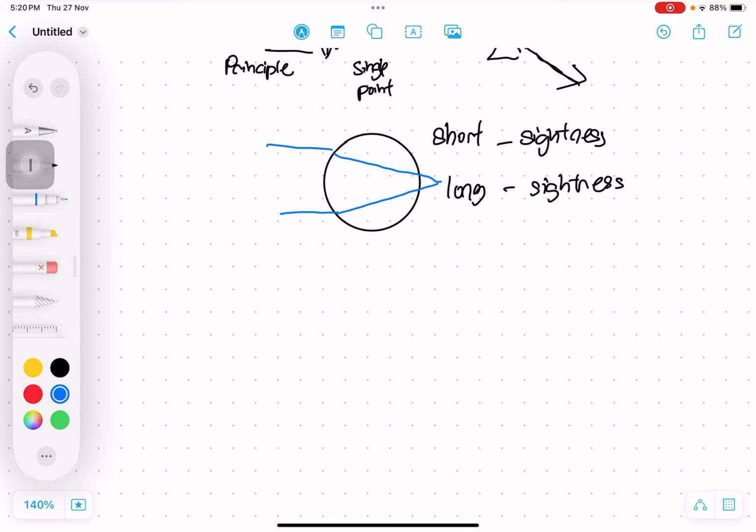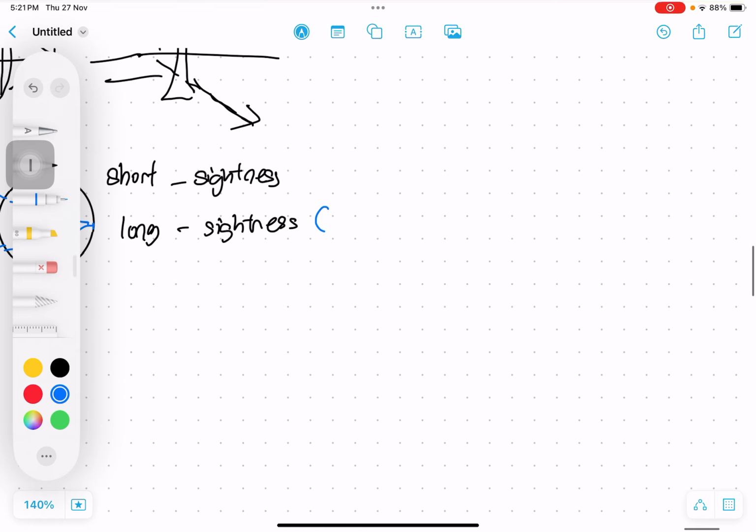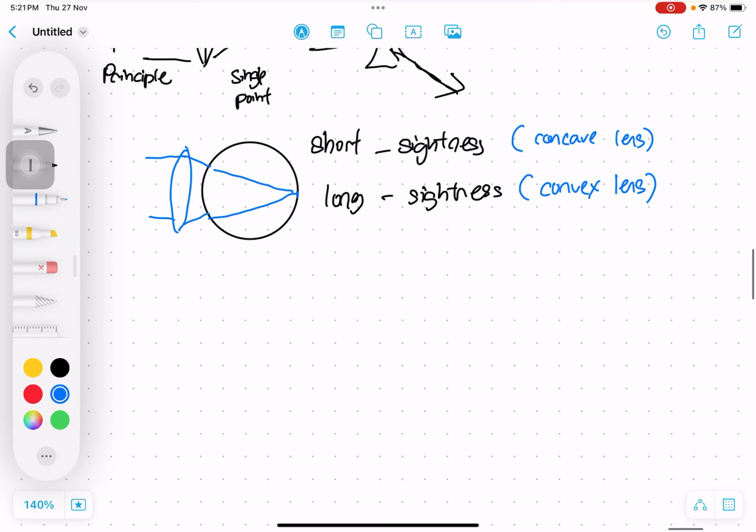So what do we need to do? We need to have a convex lens to focus the light in the parts in front. So we have a convex lens, so you focus and you continue to focus to reach here. So for long sightedness we wear a convex lens, and for short sightedness we wear a concave lens, to see clearly. Okay, so it's like this.